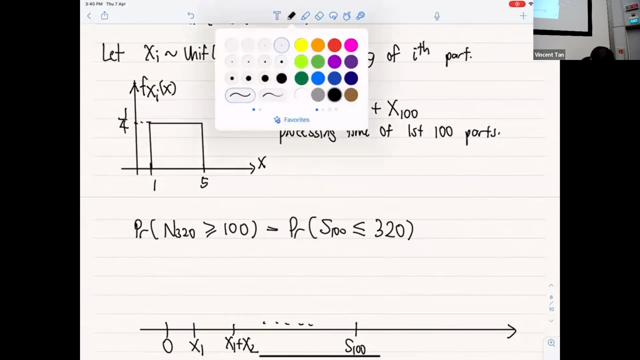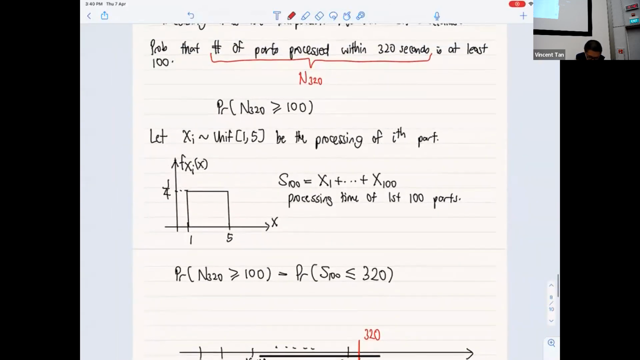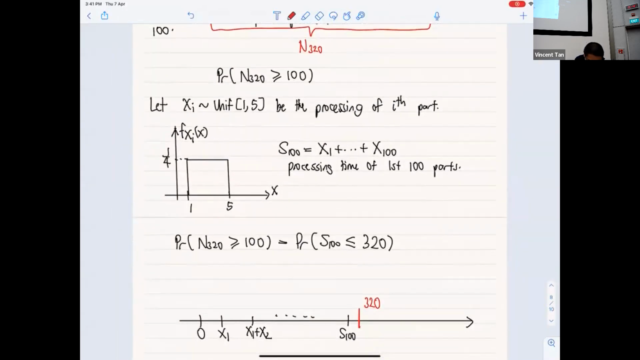Okay, why is that so? Suppose the time 320 is here. Then what can we say? The number of parts that we service at time 320 is at least 100, right? By definition of the picture, because we service 100 parts already before 320.